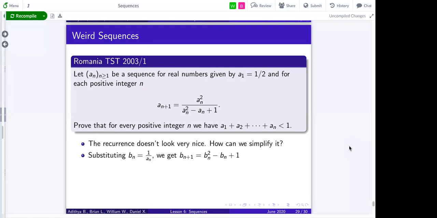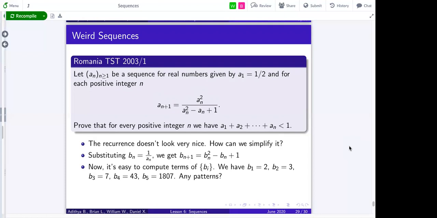So we have b1 equals 2, and I'll just quickly plug in some more terms. b2 is going to be 3, b3 is 7, b4 is 43, and b5 is 1807. So this sequence may look very familiar to some of you. Does anybody have any idea what the pattern is?